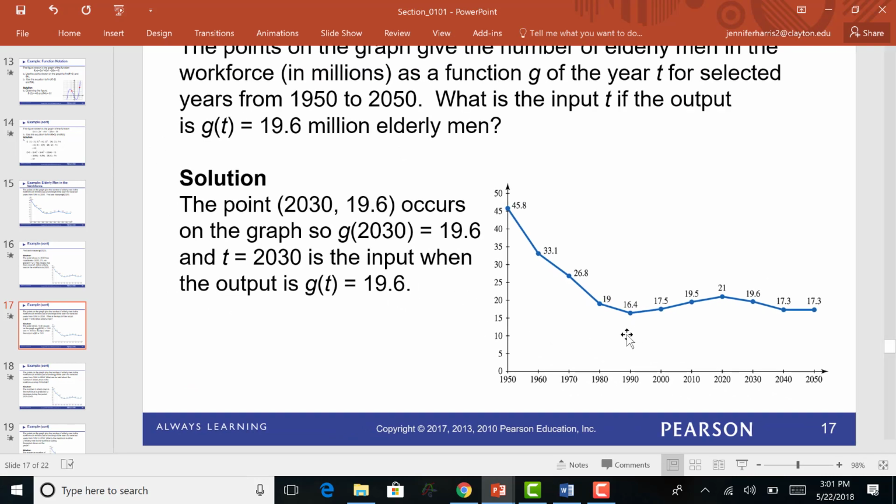So now, what year were there 19.6 million men in the workforce? 2030. And again, it's right here. Look, she did the same thing, she went to 2010. Yeah, I immediately went over here because I saw this 19 over here and I started to go here, and then I saw it was right here. Question. So now we're going to do 2030. So G of 2030 equals 19.6. In 2030, there were 19.6 million elderly men in the workforce. Question? All right, let me put it back.